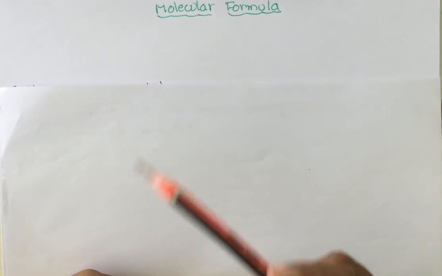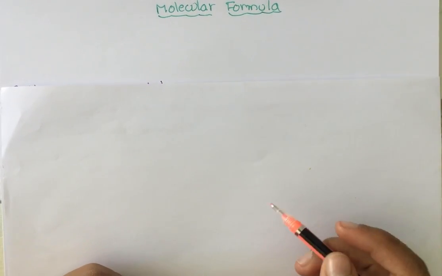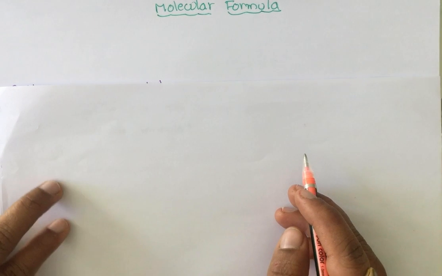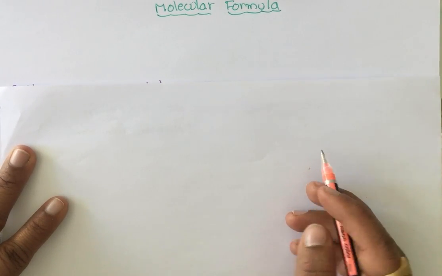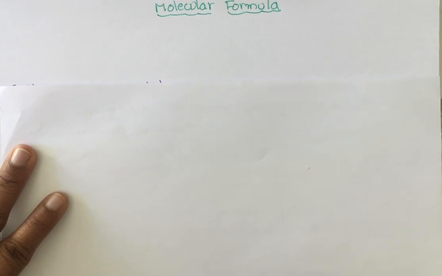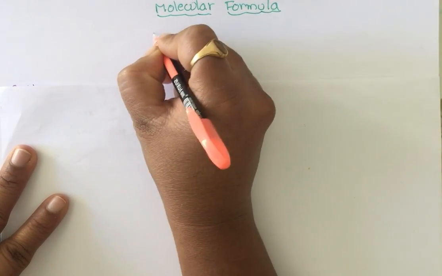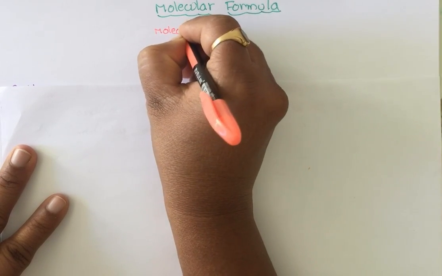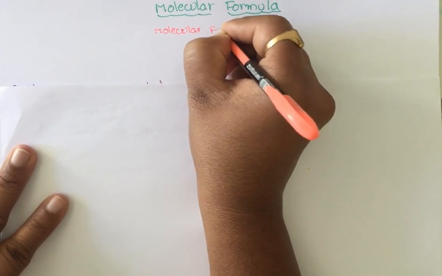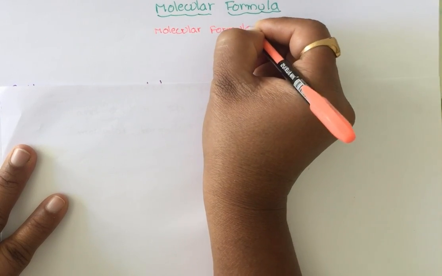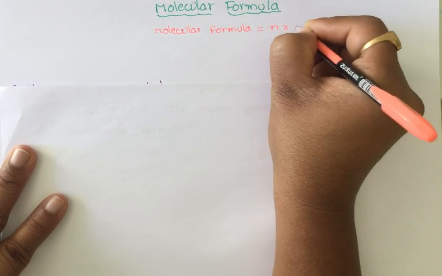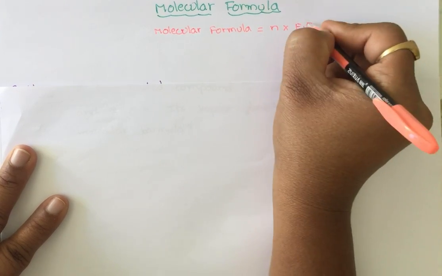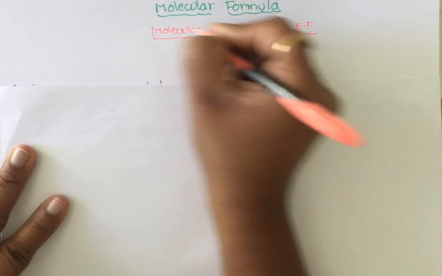Hi learners, let's discuss a few problems on how to determine molecular formula. In order to determine molecular formula, we need to know a few relations between molecular formula and empirical formula. First, what is the relation between molecular formula and empirical formula? Molecular formula is equal to n multiplied by empirical formula.